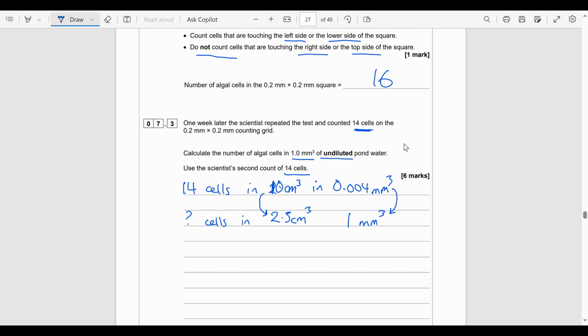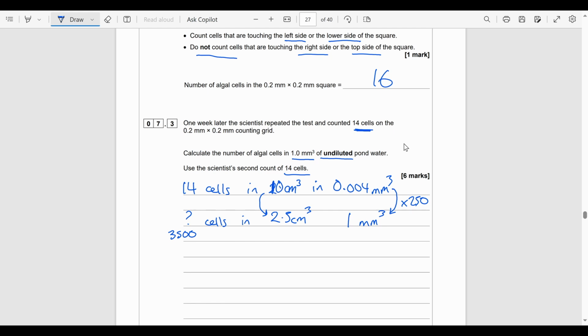So let's start with 14 cells in 0.004. How many would that be in 1 millimeter cubed? What we'd have to do is find out how we get from 0.004 to 1. So we just do 1 divided by 0.004, and that will be a factor of 250 times. So in terms of our cells, we would do 14 multiplied by 250, and that would give us 3,500. So we now know that we've got 3,500 cells in 1 millimeter cubed.